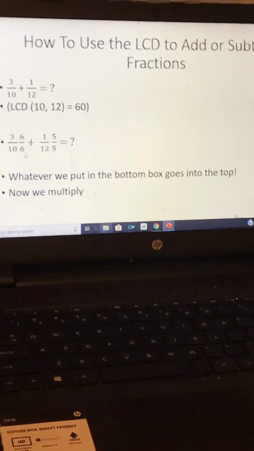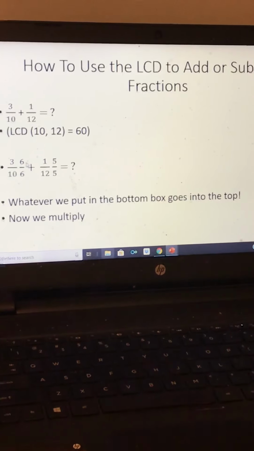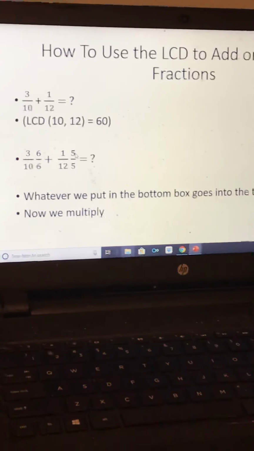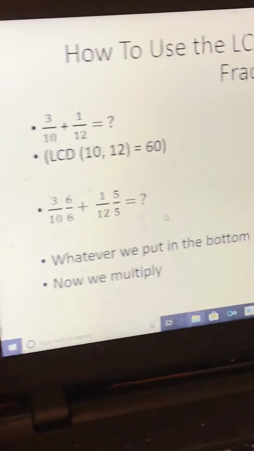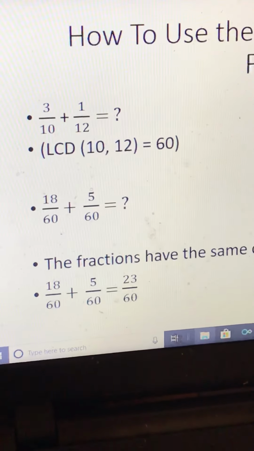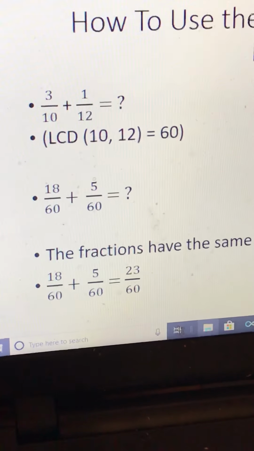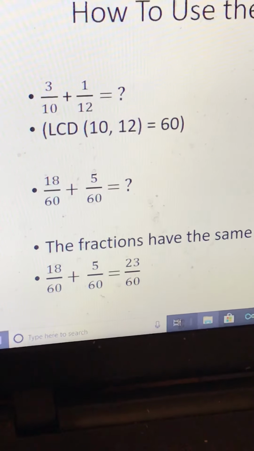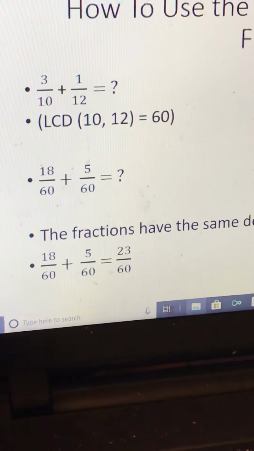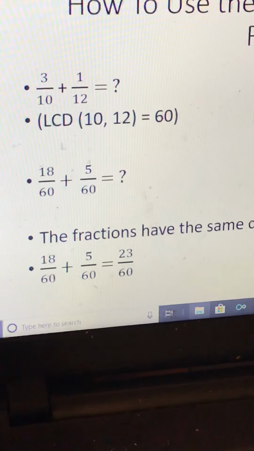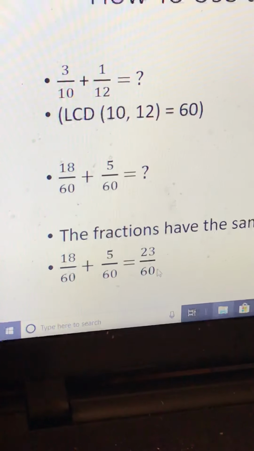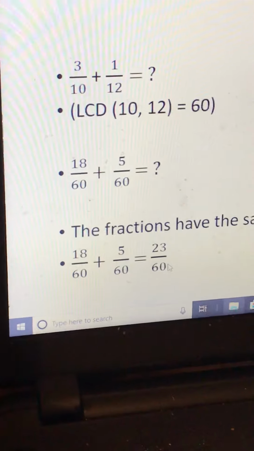What we now do, whatever we put into the bottom, we're going to put into the top. Whatever we put into the bottom, we're going to put into the top. Now we multiply across like we always do to multiply fractions. And 6 times 3 was 18, and 5 times 1 was 5. Now we have a pizza with 60 slices. So we can add both, and we see that we have 23 slices out of the, quote, original 60.